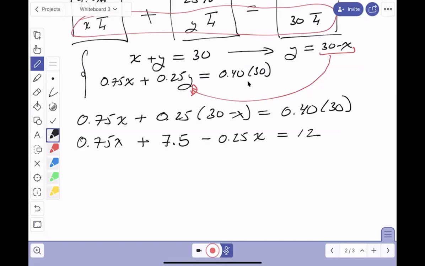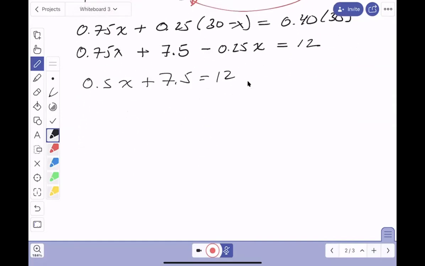So again, if you have trouble with arithmetic, I'd say practice, practice, practice. I'm not very fast at arithmetic, but I can do it. And I do make mistakes sometimes. So 0.75 minus 0.25 is 0.5x plus 7.5 equals 12. And we have an answer key to look at too. Don't worry about that. So I'm going to take away 7.5 from both sides. And what do you get? 0.5x equals, let's see, you get 4.5.